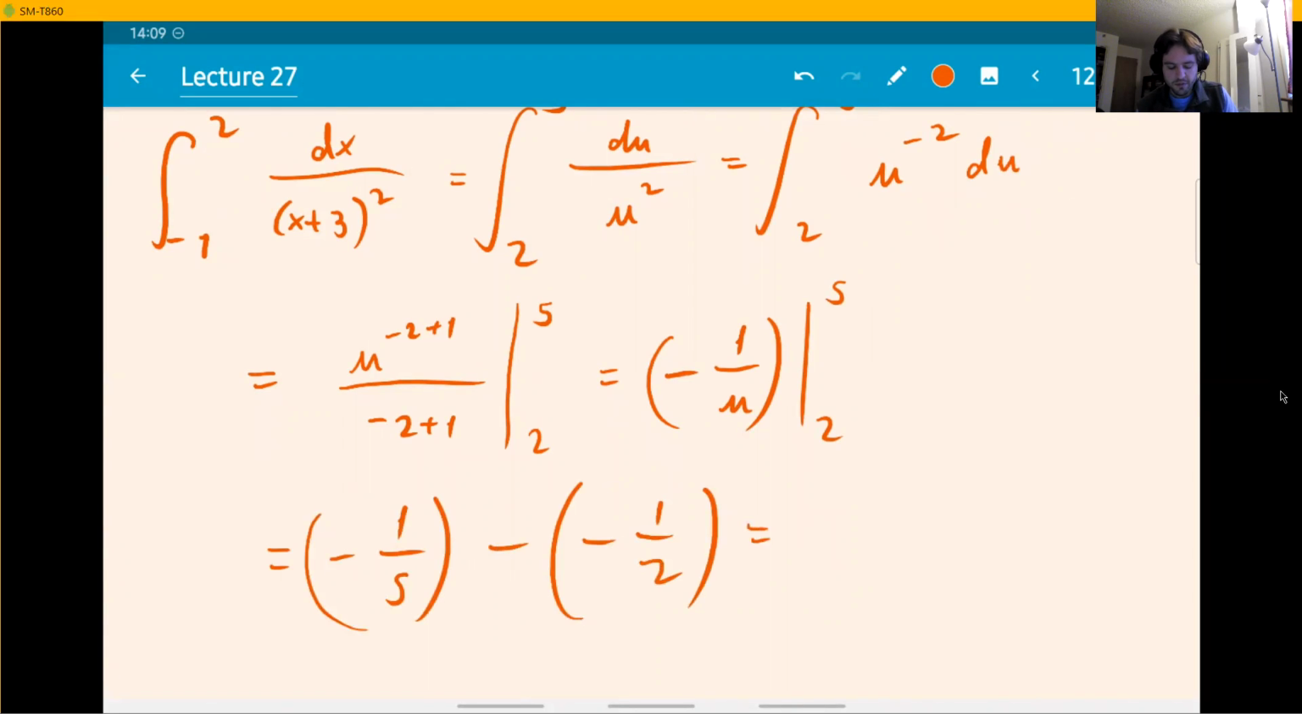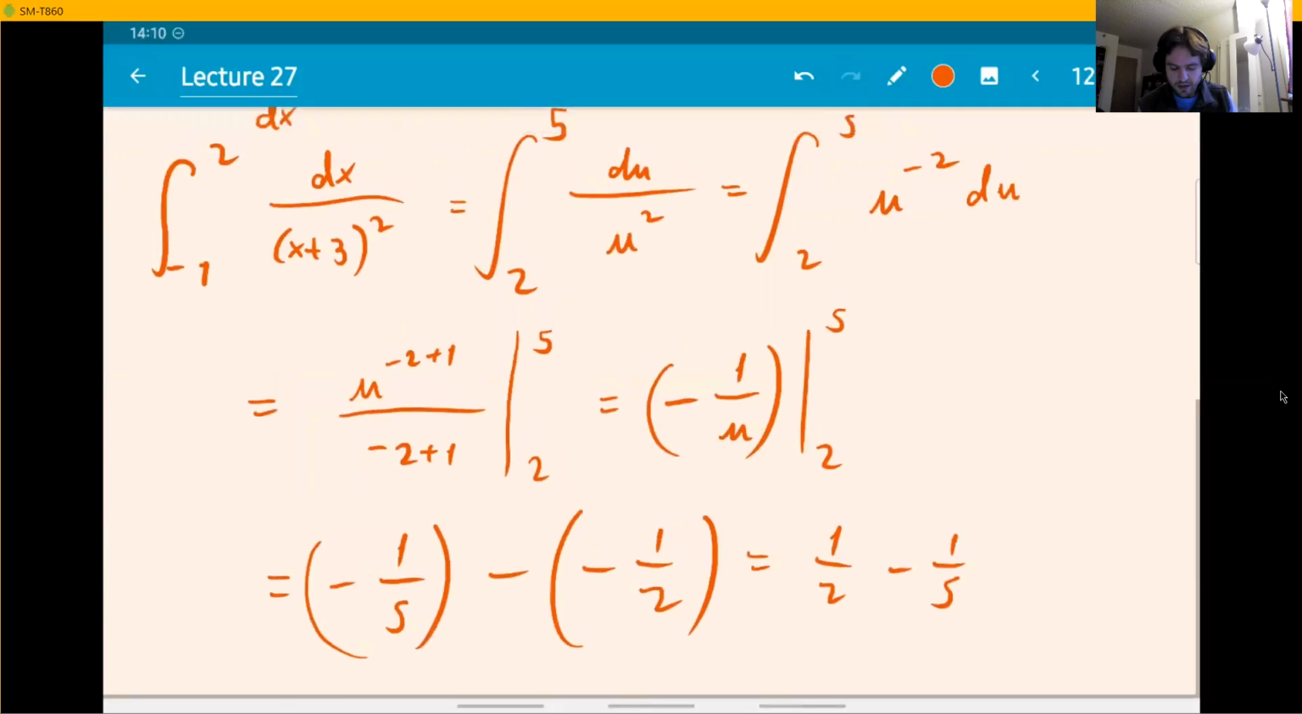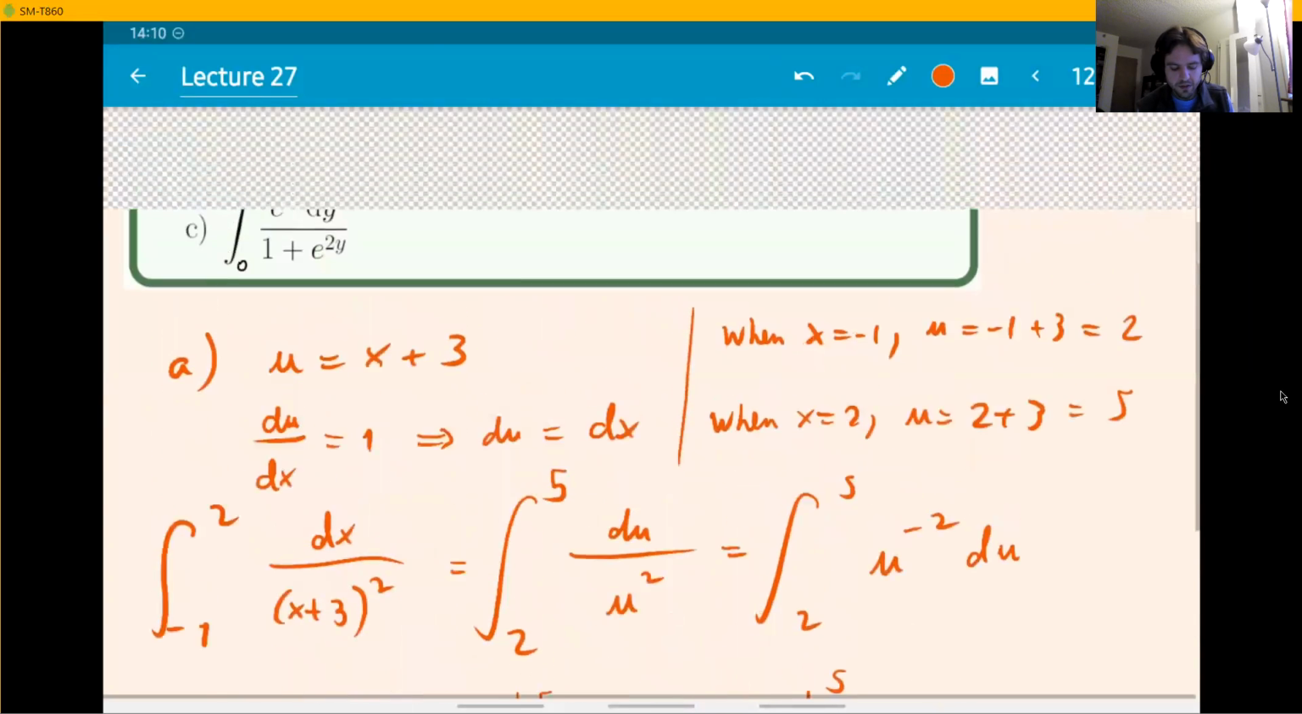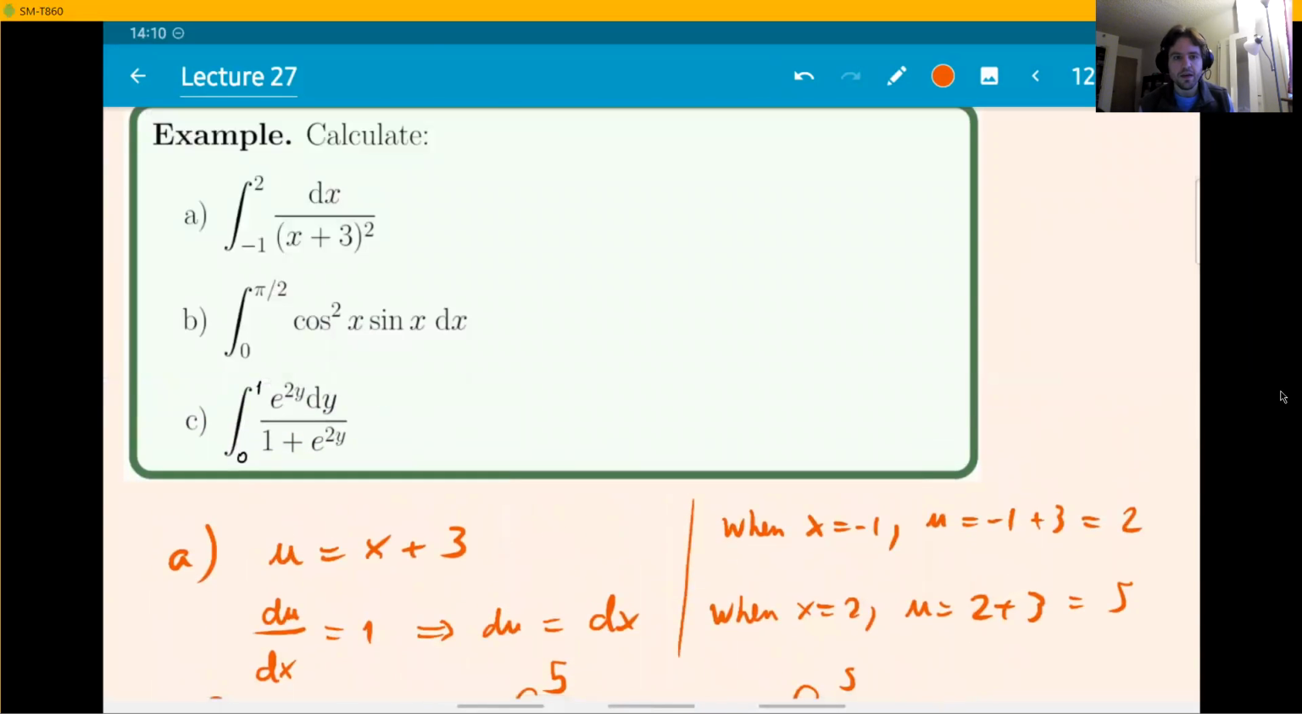And now this is just a number. It's 1/2 minus 1/5. You see that I don't write plus c here. That's one definite number. There is no plus c in a definite integral. And also you see that we don't ever go back to the x variable. There's no need because we find a number. That number is the answer. That's the answer to item 8. This is the same thing that we're going to do for all these.